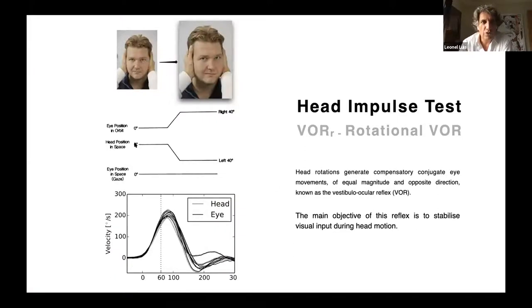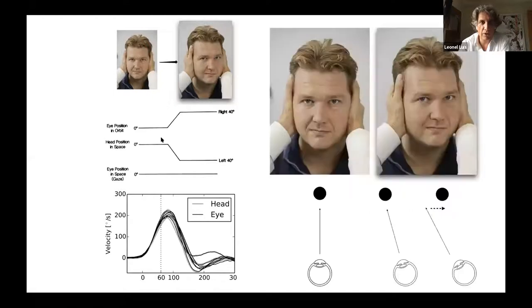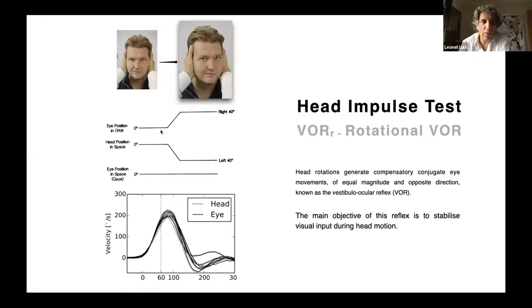So what we can see here is exactly that. If we change the head position in space, let's say by about 40 degrees to the left, the eyes must move at the exact same magnitude, but to the opposite side, to the right. So 40 degrees to the right. And at about the same time, with almost no latency, we know that the latency of the VOR is about 6 up to 11 milliseconds. So it's a very, very fast reflex. This reflex enables the eye position in space not to change during the head movement. As you can see, the eyes maintain their position in space during the head movement.